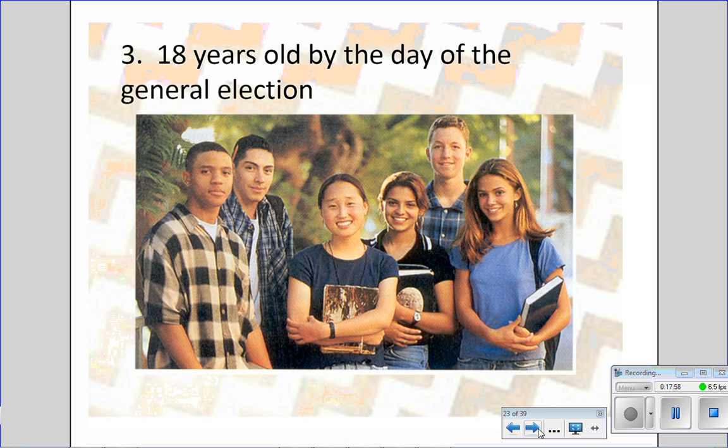And this year, election day is November 4th, but if your birthday is November 5th, then you have to wait until the next election. There's no exceptions to that. You've got to be 18 by that election day.